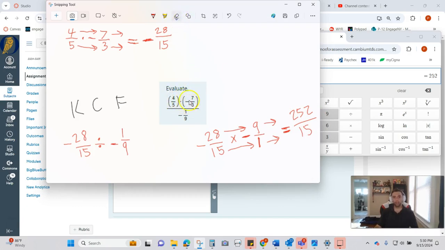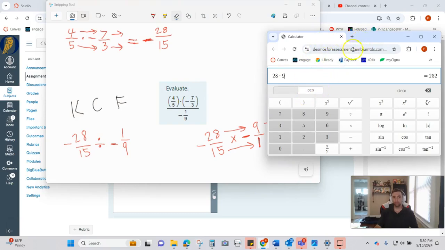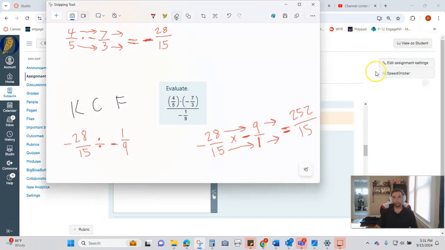We could have also typed this in our calculator if we were very careful and did, let's see, 4 on top of 5 times negative, let me put parentheses around this too, -7/3, parentheses, click and drag, make a new fraction, then do typing it in exactly how I see it. 1 on top of 9. Final answer is 16.8 is what the calculator says.